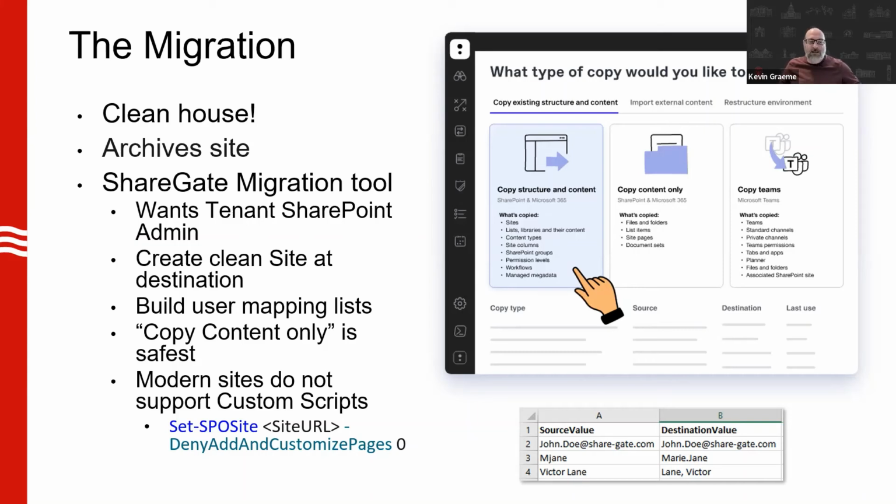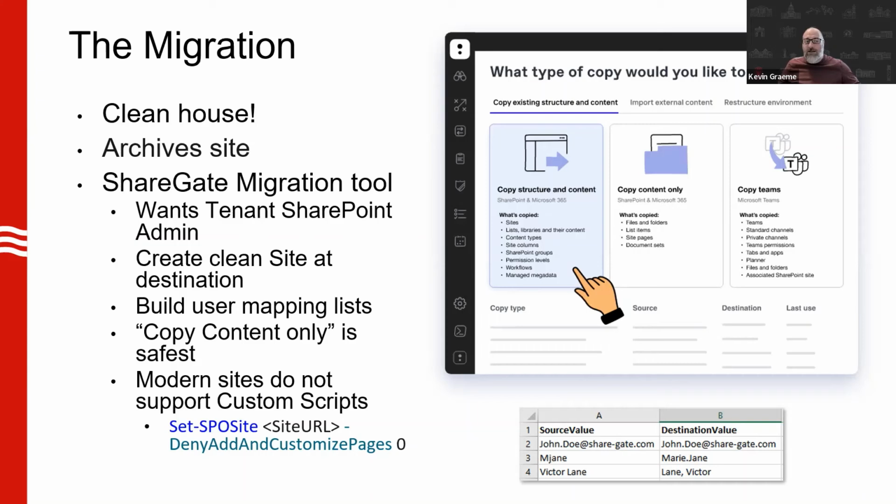So the best approach was to create a clean site at the destination. And then on this slide, you can see there's a couple different migration options, and the copy content only let us move those documents and other materials into the site. And it can also copy list content. So we would recreate the list and migrate the content of that list.